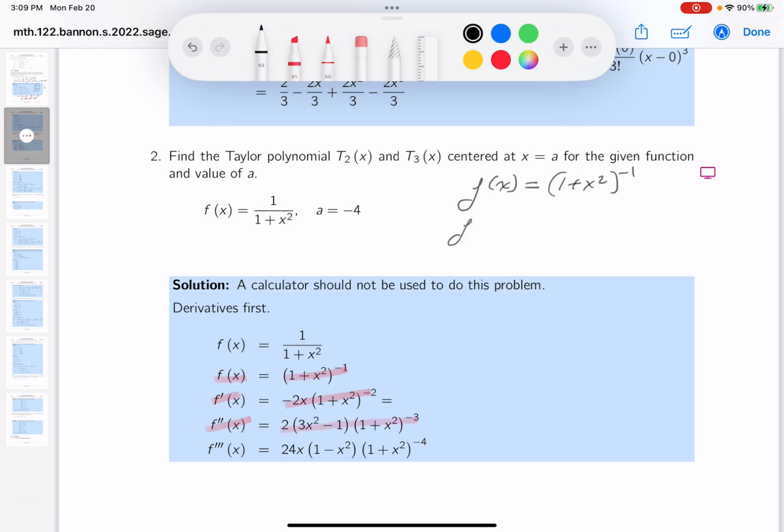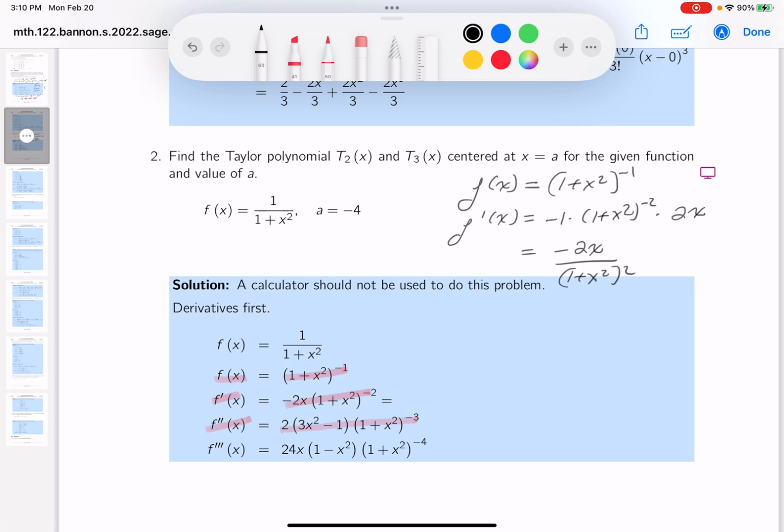So I'll write down the first derivative. Not very challenging, by the way. Minus 1 plus x squared to the minus 2 times 2x. Well, what do you get there? You get minus 2x over 1 plus x squared. All right, I do see that written down.